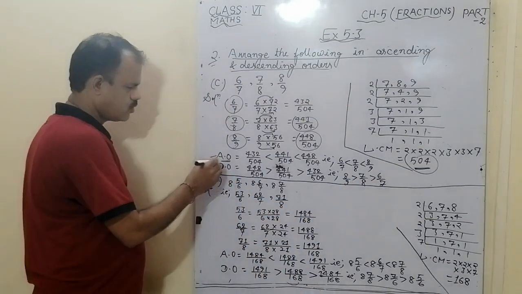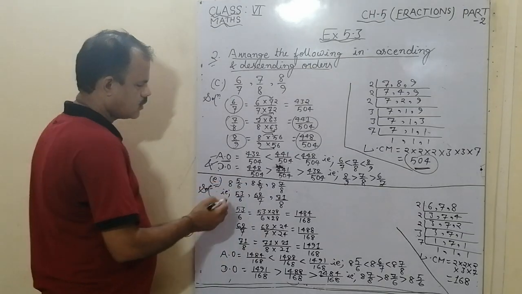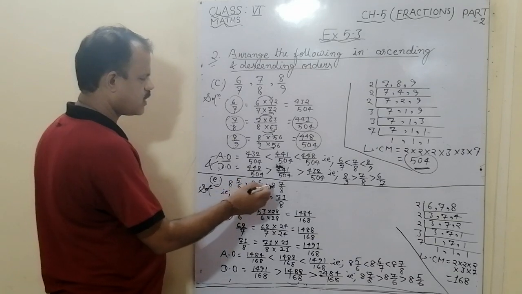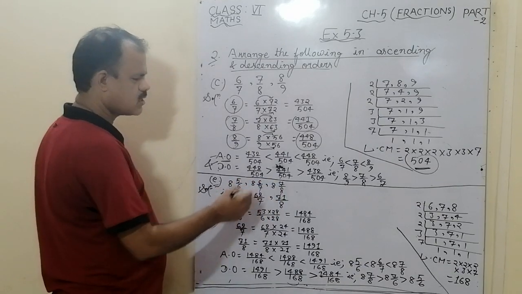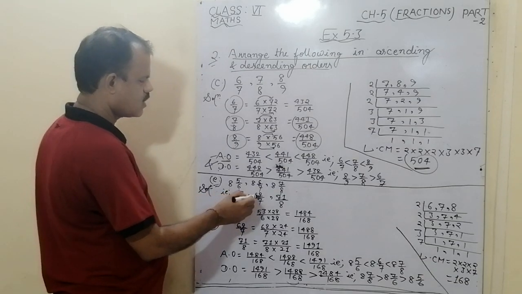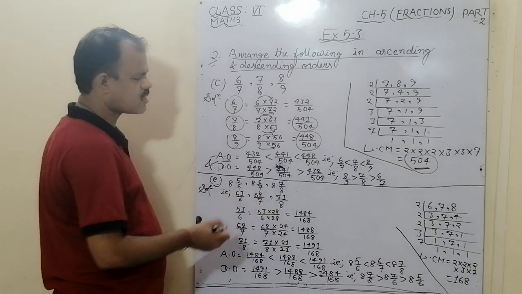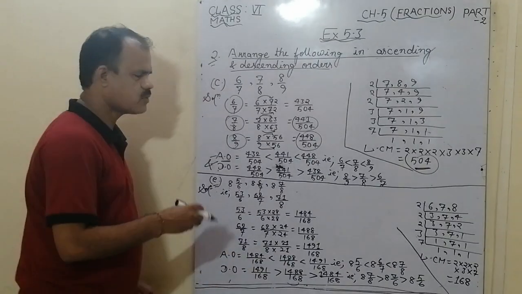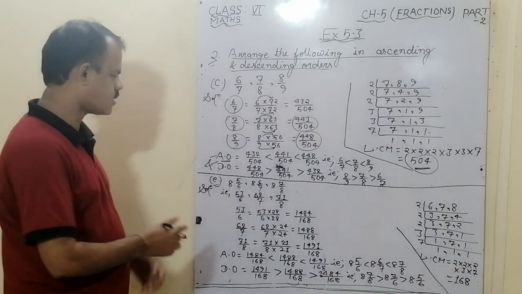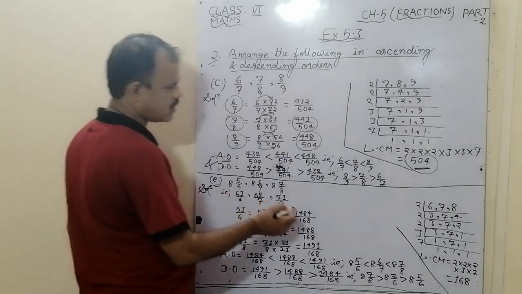In this way you will find ascending and descending order. See one more part, E part. This is a mixed fraction, 8 whole 5 by 6, 8 whole 6 by 7, 8 whole 7 by 8. First we change this into improper fractions. So it becomes 53 by 6, 62 by 7, 71 by 8. Now these all three fractions are unlike fractions. First we convert these fractions into like fractions. So we have to take the LCM of the denominators. The denominators are 6, 7, 8.